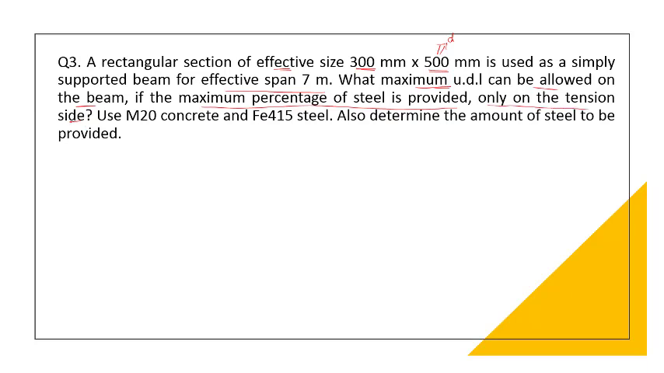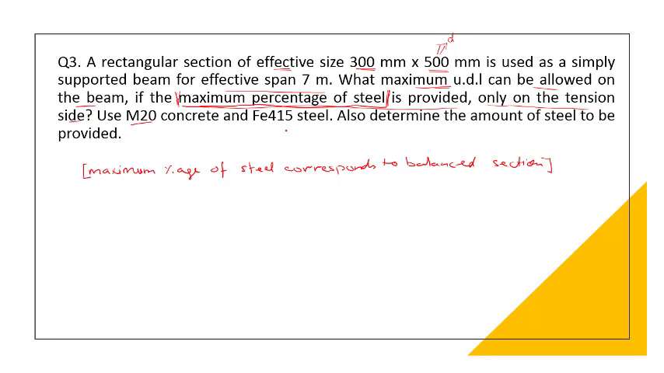Only on the tension side, if it is provided, it's a singly reinforced section, maximum percentage of steel. Now always remember, maximum percentage of steel corresponds to balanced section. And right now, what we have to find is the maximum UDL that can be allowed if maximum percentage of steel is provided. And I have written maximum percentage of steel corresponds to balanced section. And since it's on the tension side, it's a singly reinforced section.